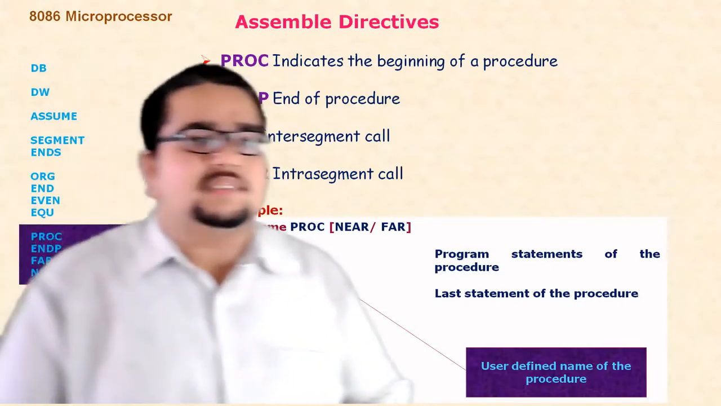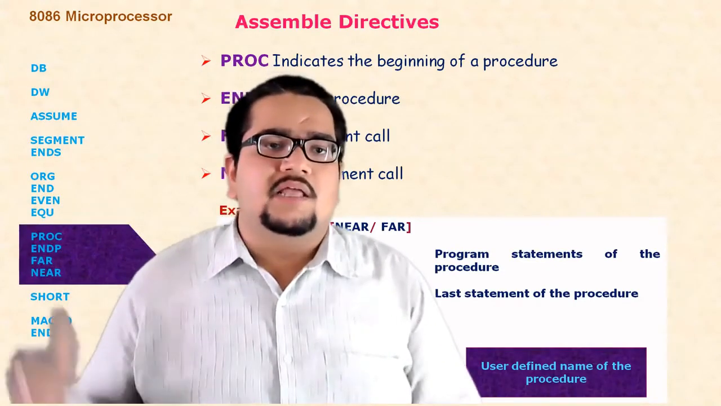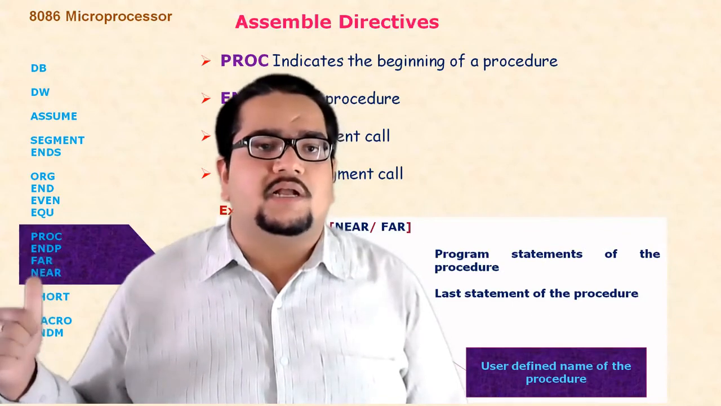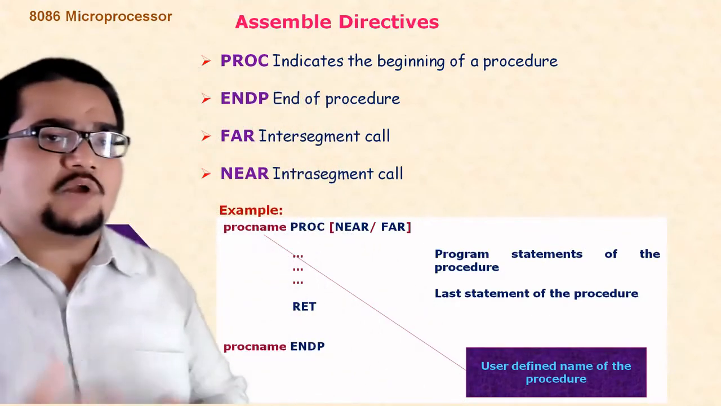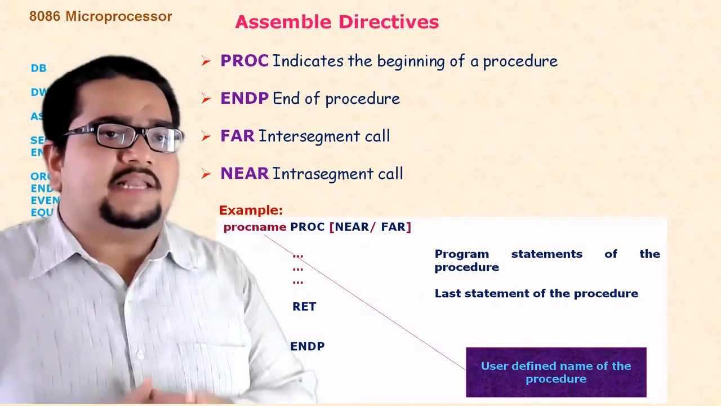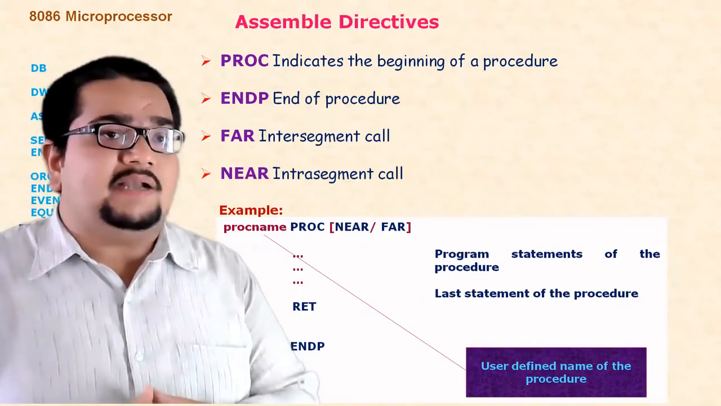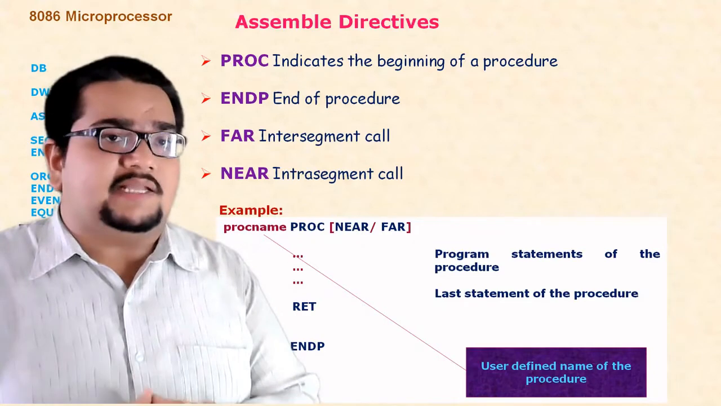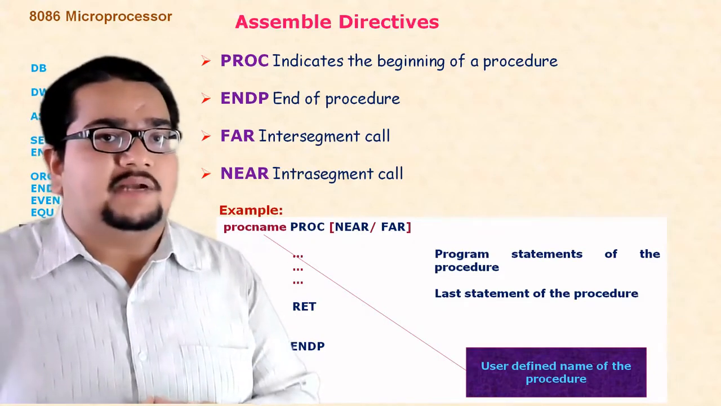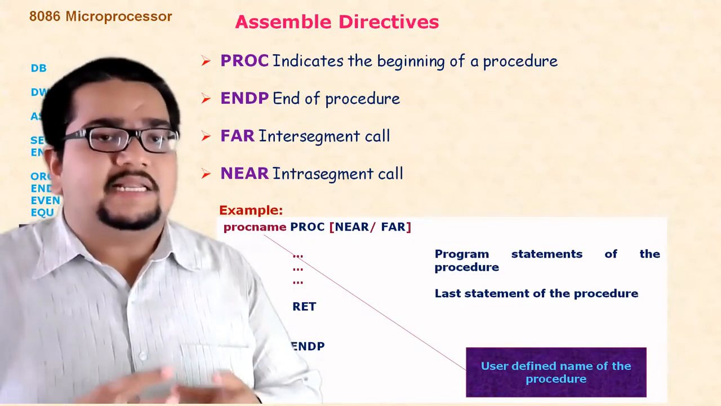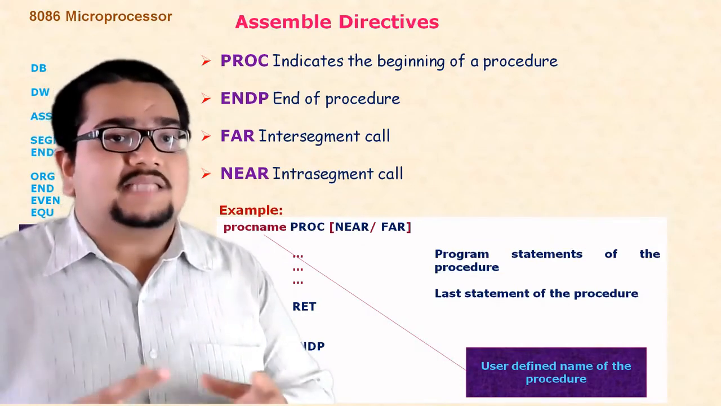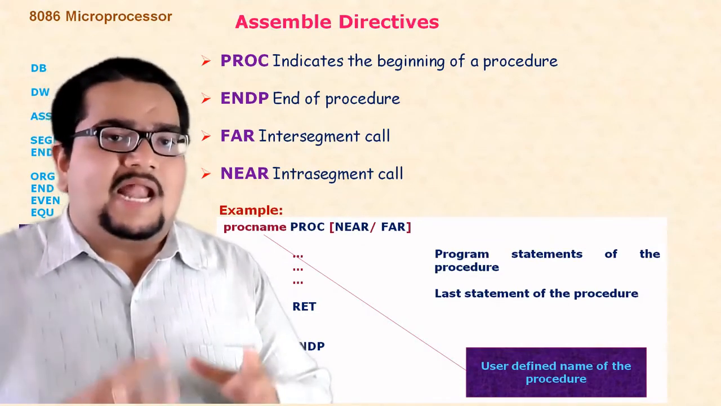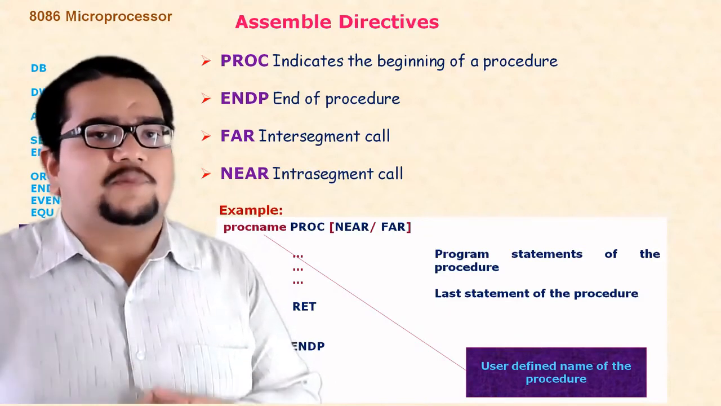Followed by this, another 4 assembler directives are regarding the procedures: PROC, ENDP, FAR and NEAR. So what they are, let us check. PROC is a general name, as we had SEGMENT, which indicates the start of the segment. PROC is used for indicating the beginning of a procedure. And obviously, ENDS indicates the end of the segment, and ENDP indicates the end of the procedure.